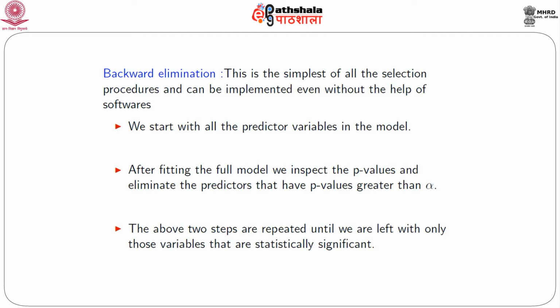So, in short, in backward elimination, we start with the whole model. Suppose 10 predictor variables are included in the model, and after inspecting the p-values, we see that out of these 10, 2 of them have p-values which are greater than alpha. So, we eliminate those predictors and keep the remaining 8 and perform the regression analysis once again, and we again inspect the p-values and eliminate the predictors that have p-values greater than alpha and retain the rest, and we keep on repeating these 2 steps, and finally we arrive at the model which only contains variables that are statistically significant.